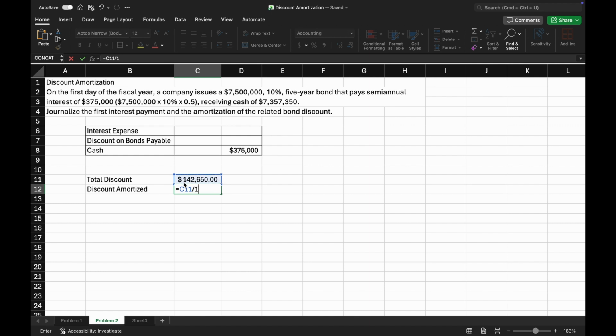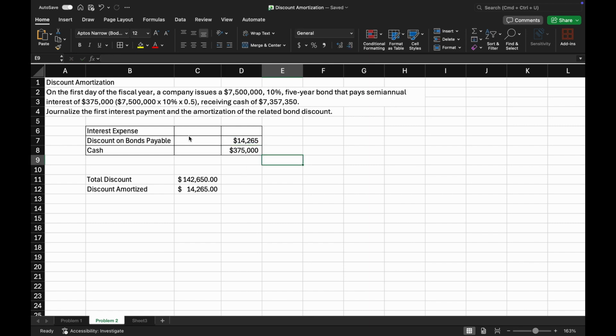$142,650 divided by 10 comes out to $14,265 of the discount that is amortized each payment. We can put this $14,265 as the credit on the discount on bonds payable account. $14,265.